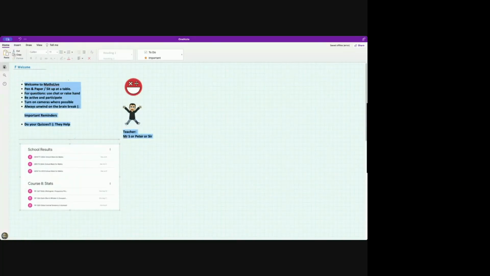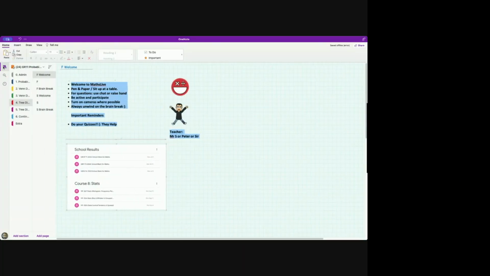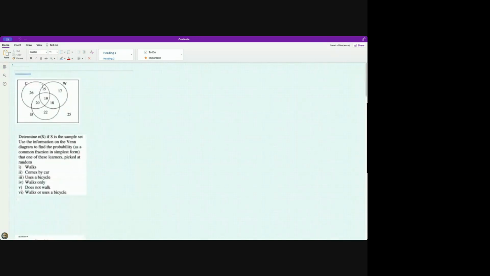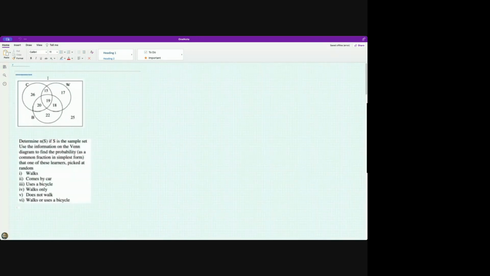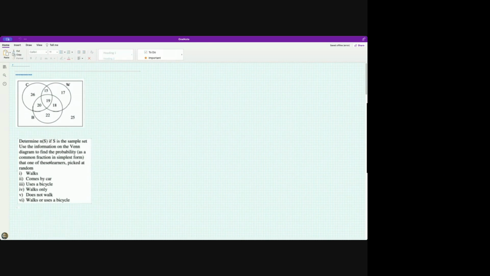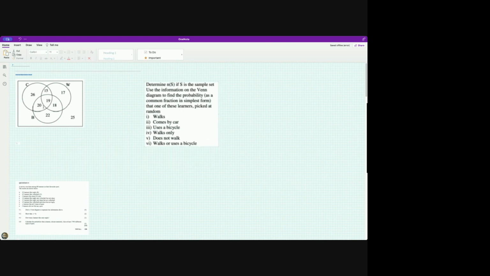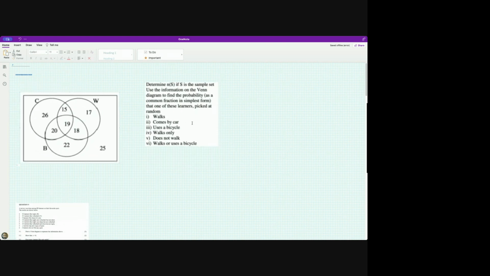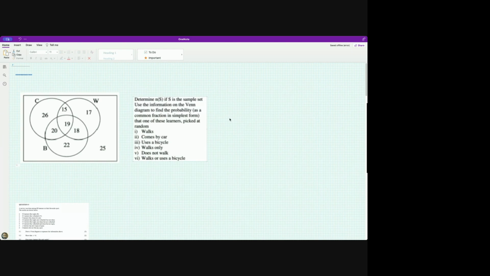So welcome everyone. This is lesson number 4 on probability, and all we're going to do today is start with this question over here. This is a Venn diagram and it has 3 events. In this Venn diagram, you need to answer these questions.